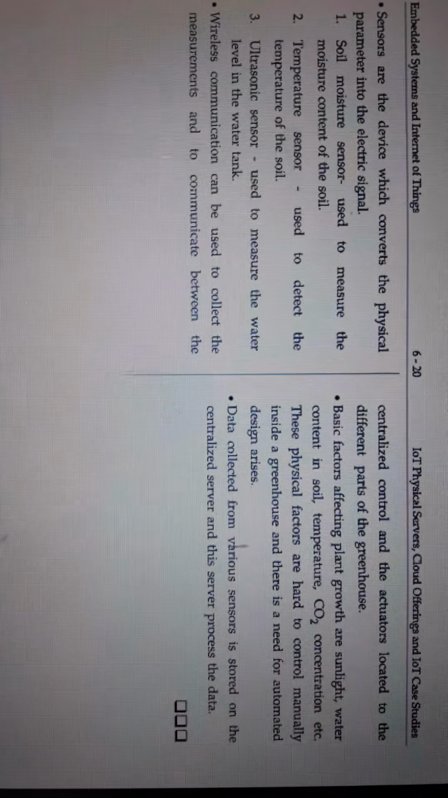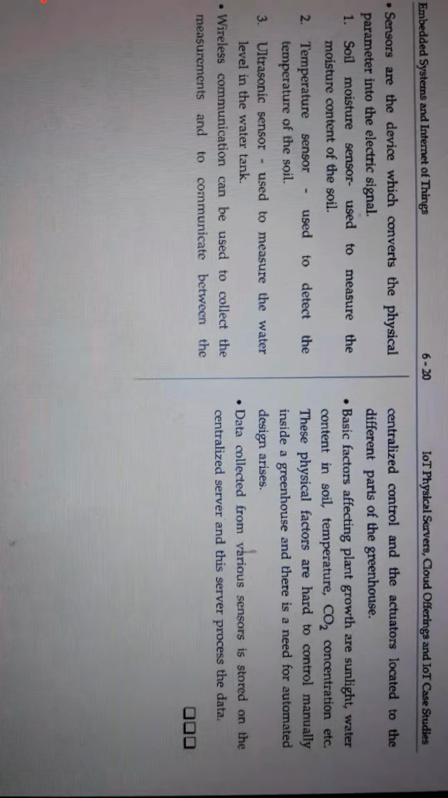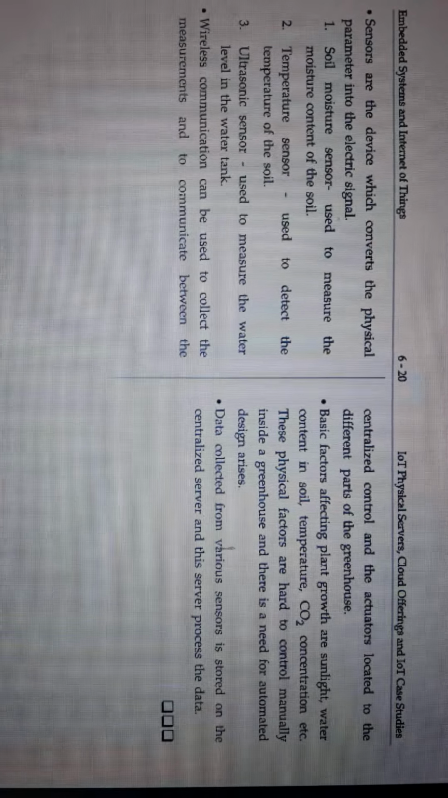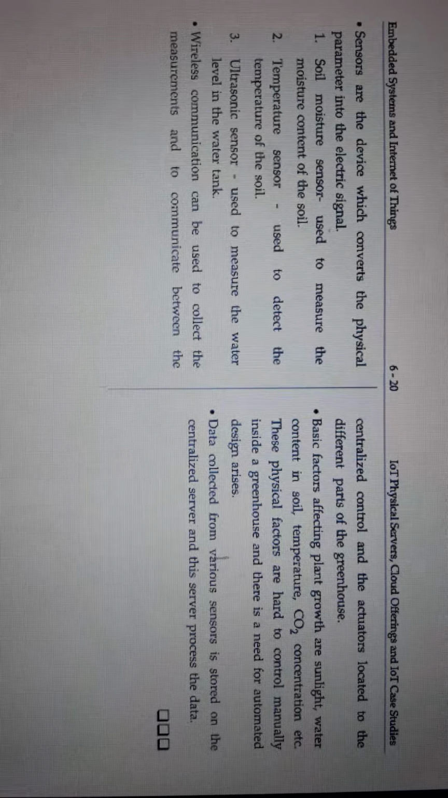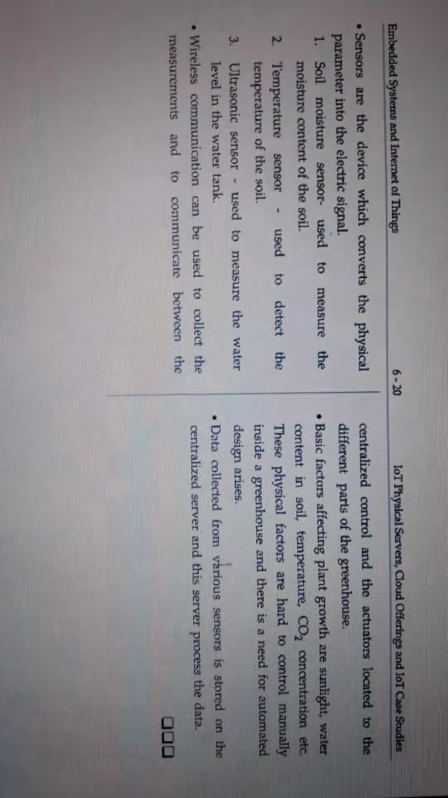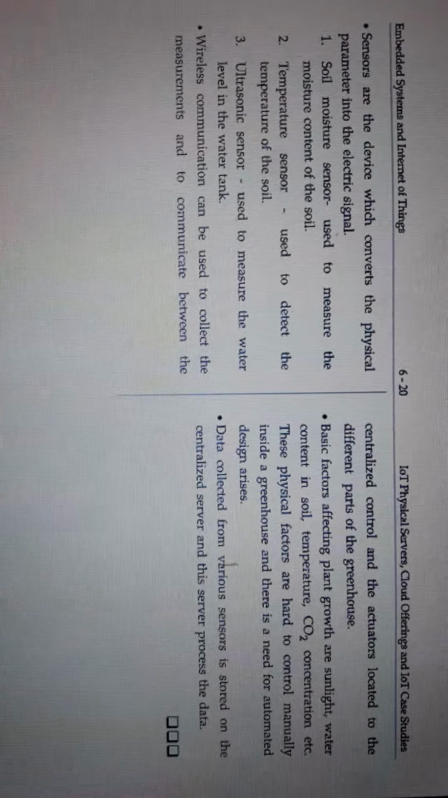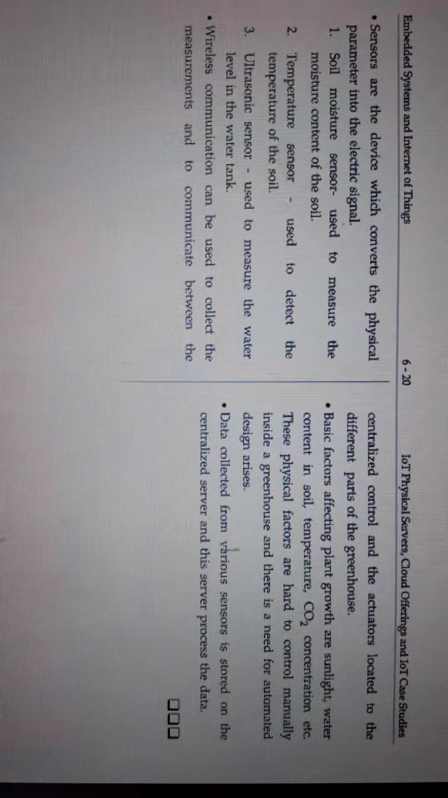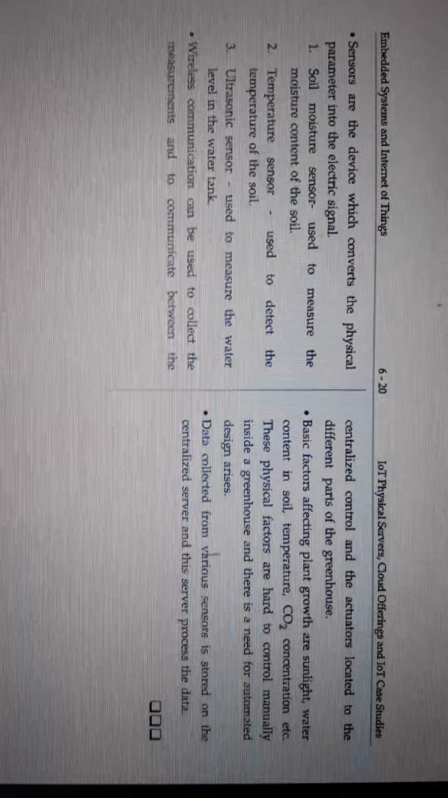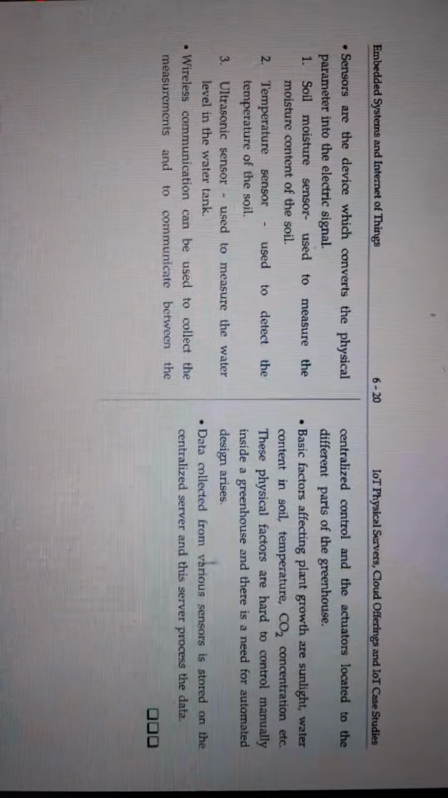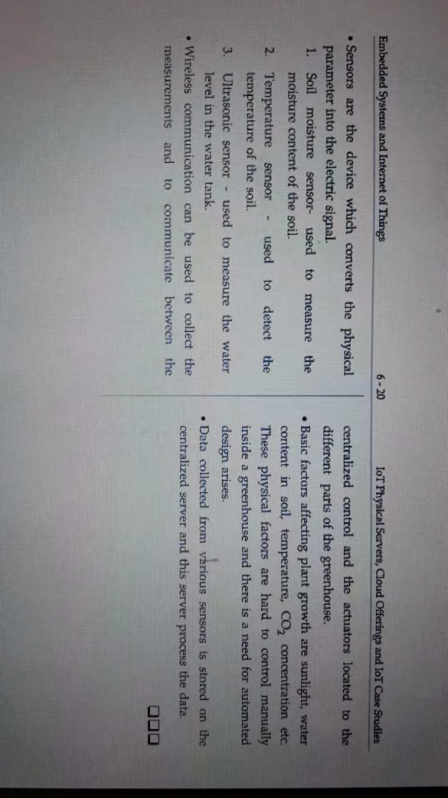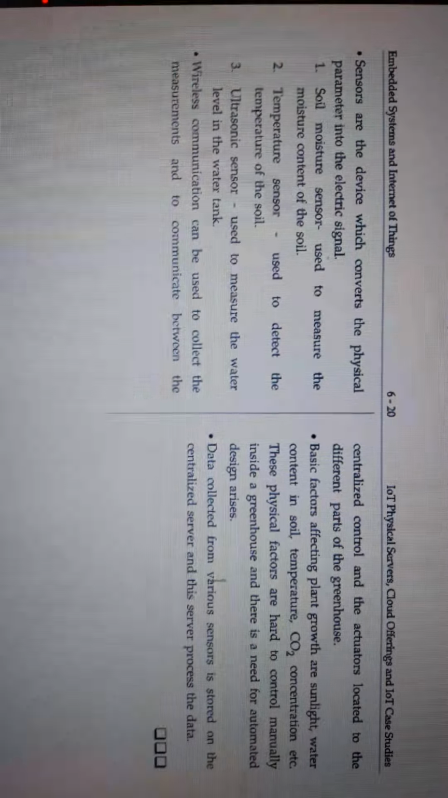Basic factors affecting the plant growth are sunlight, water content in soil, temperature, and CO2 concentration. These physical factors are hard to control manually inside a greenhouse, and there is a need for an automated design. Data collected from the various sensors is stored on the centralized servers, and this server processes the data.